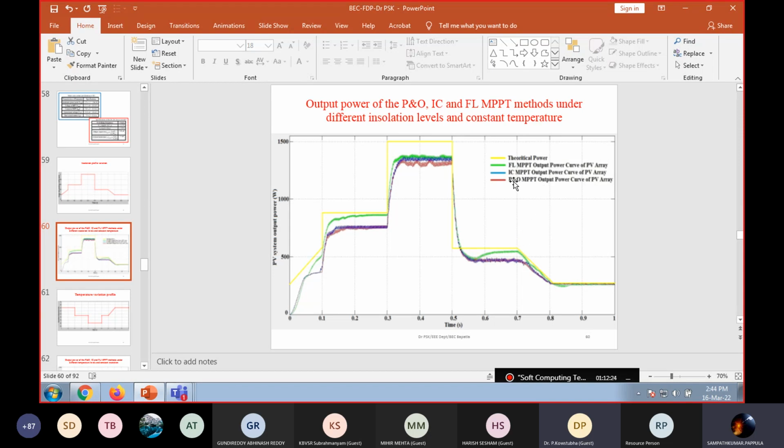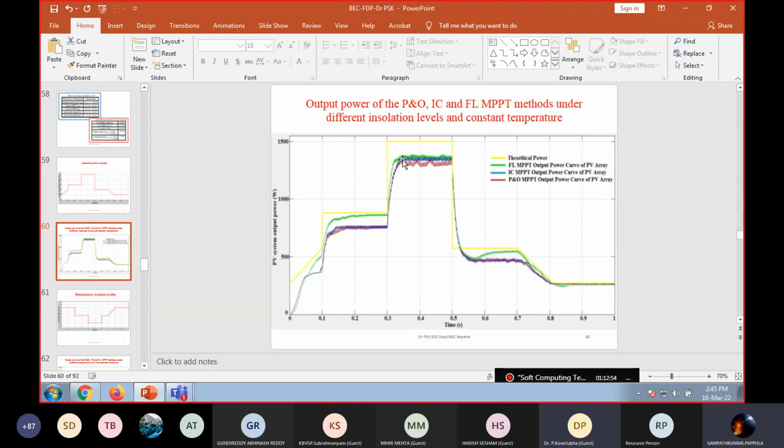And another one is the IC MPPT method, that is the incremental conductance method, and another one is the PO method. So if you see here, comparatively among these three methods, by using the fuzzy logic method we will get the maximum power. This is the output power of the PO, IC and FL MPPT methods under different insolation levels and constant temperatures, right?